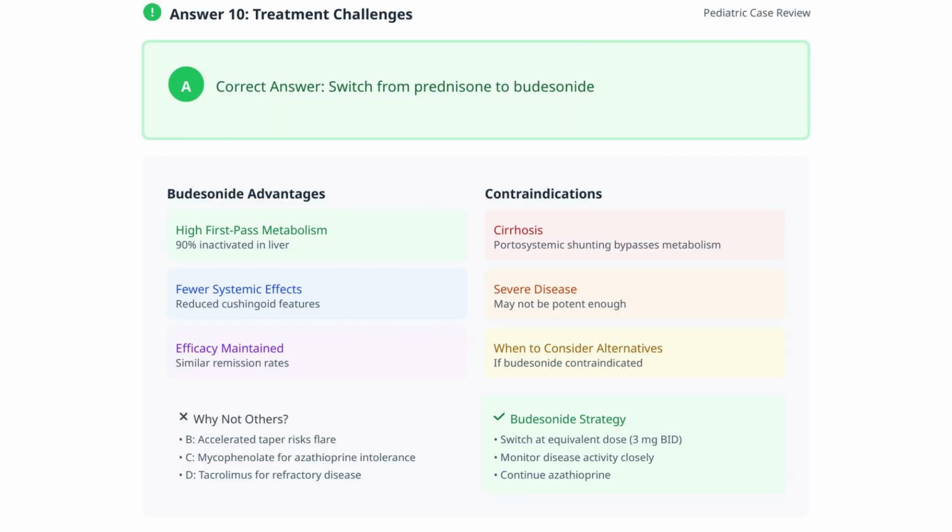The correct answer is A. Switch from prednisone to budesonide. Budesonide has high first-pass hepatic metabolism, resulting in fewer systemic side effects than prednisone. For patients with significant steroid toxicity but good disease control, switching to budesonide is appropriate if the patient doesn't have cirrhosis. Budesonide is contraindicated in cirrhosis due to portosystemic shunting. Accelerating prednisone taper without alternative strategy risks disease flare. Mycophenolate mofetil is typically used when azathioprine is not tolerated. Tacrolimus is usually reserved for refractory disease rather than managing steroid side effects.